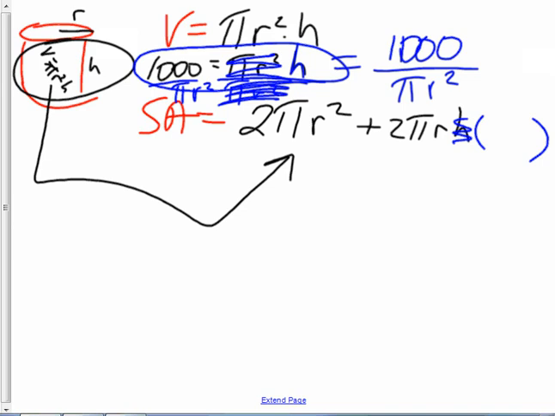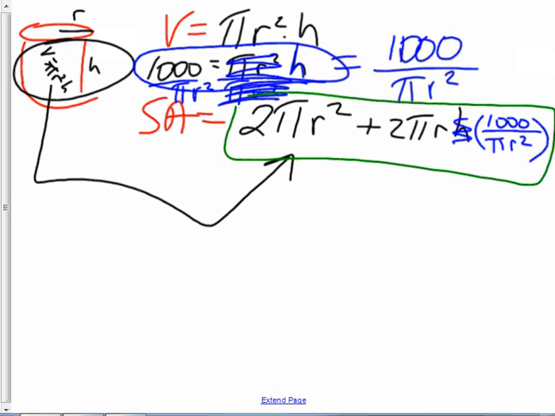Now we have made one big formula to rule them all. Surface area is 2 pi r squared plus 2 pi r, 1,000 over pi r squared. All right, now I want to warn you, the graphing calculator is the only way you would find the lowest spot on this graph. Like, where is the lowest it ever would be? You're definitely going to want to graph it and find the lowest spot. So I want to warn you what this looks like.